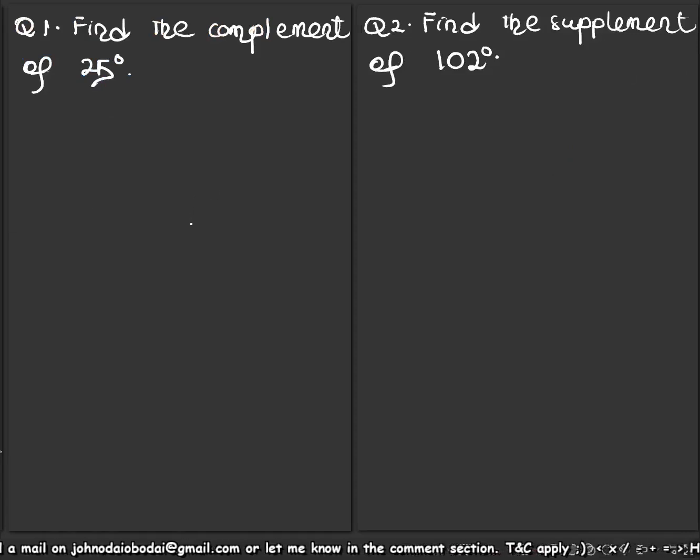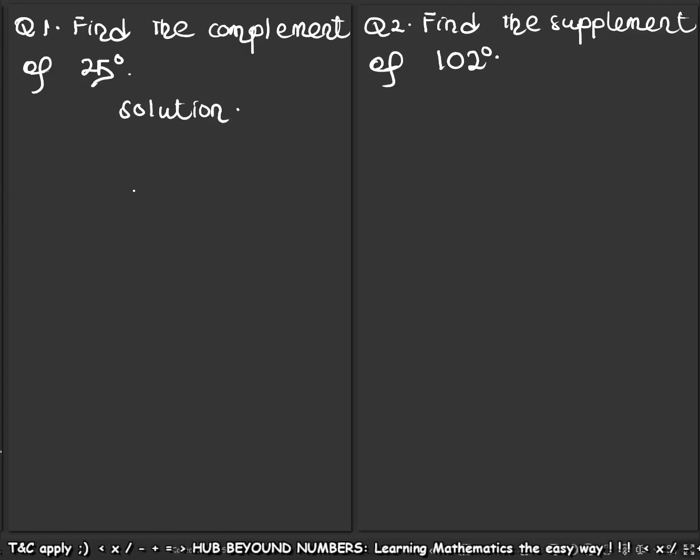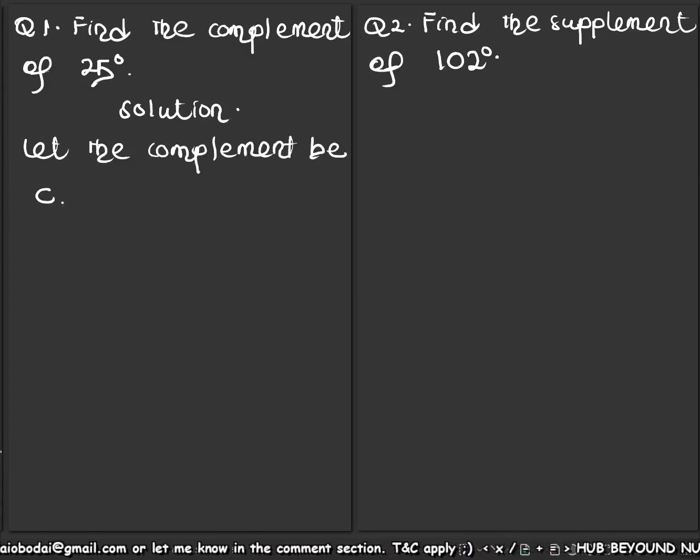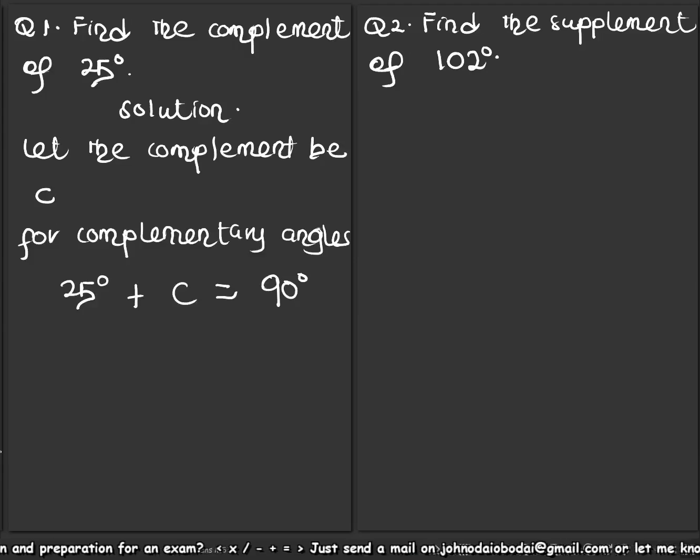Our first question says you have to find the complement of 25 degrees. Now we know what complementary angles are. So you start by representing the other angle we want with a variable. Let the complement be any variable at all, so we let the complement be C. If our complement is C, then we know that for complementary angles, their sum is 90 degrees. So let's write that down: for complementary angles, the sum of the angles is 90 degrees.